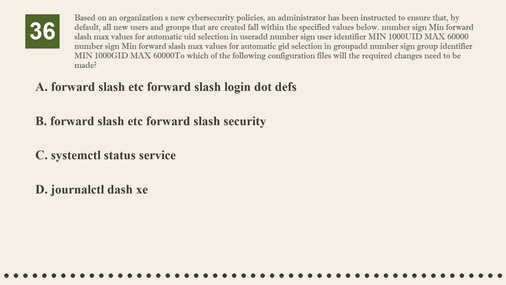Question 36. Based on an organization's new cybersecurity policies, an administrator has been instructed to ensure that, by default, all new users and groups that are created fall within the specified values below. Min/max values for automatic UID selection in useradd: UID_MIN 1000, UID_MAX 60000. Min/max values for automatic GID selection in groupadd: GID_MIN 1000, GID_MAX 60000. To which of the following configuration files will the required changes need to be made?